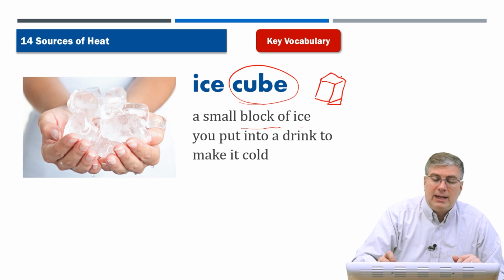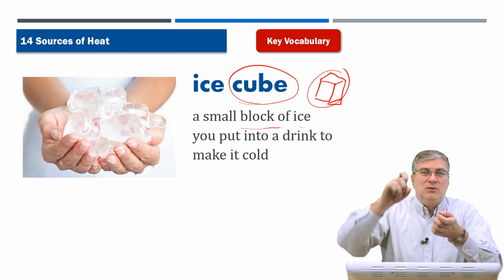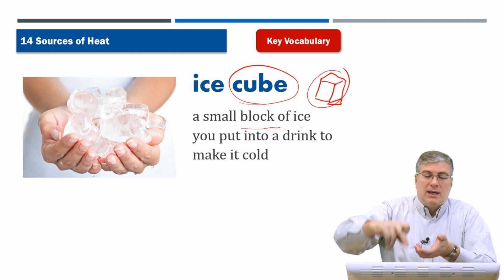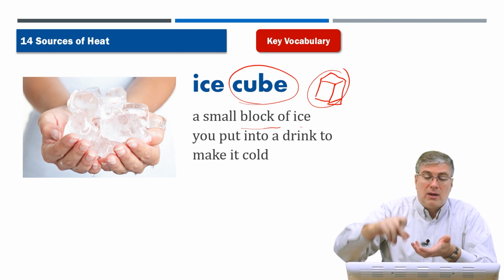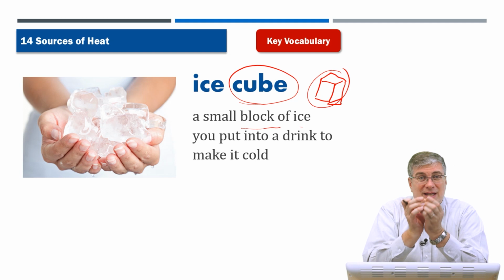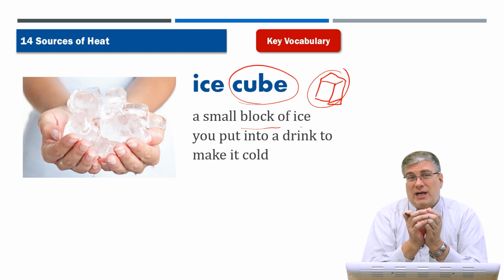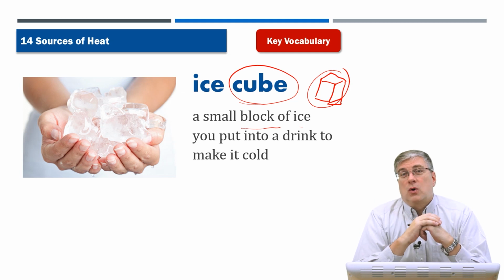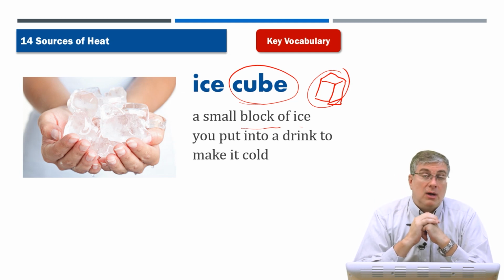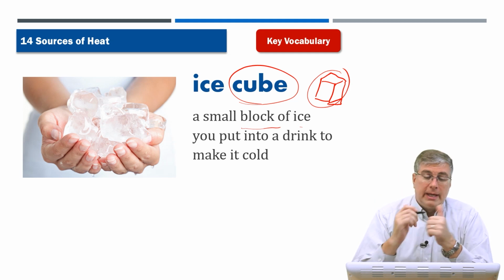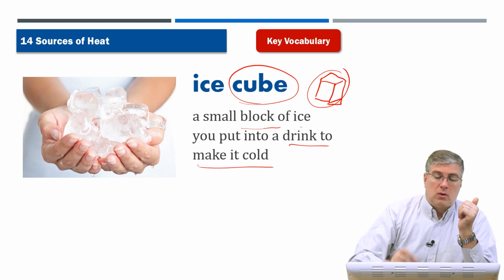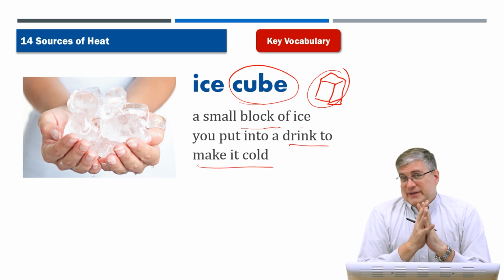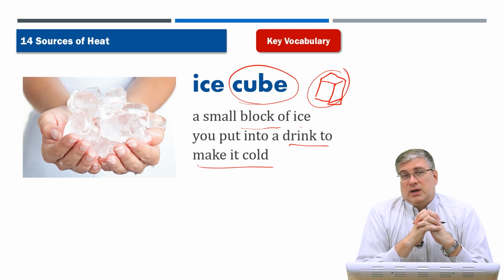That's a cube, right? And of course, when you make ice, you usually pour water into a piece of plastic or metal that makes the water freeze in these small shapes. We call those ice cubes, so that you can easily put them into your drink. So you can have nice cold iced tea, for example, or just ice water. You put it into a drink to make it cold, because iced tea is not very good when it's warm.